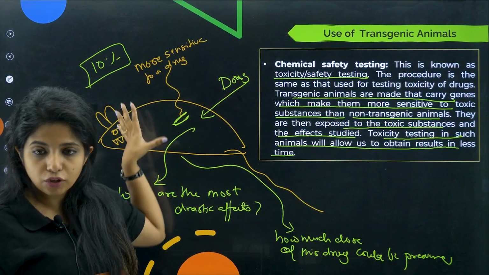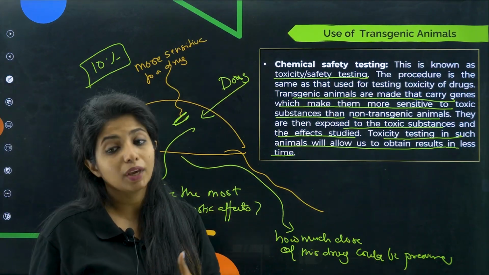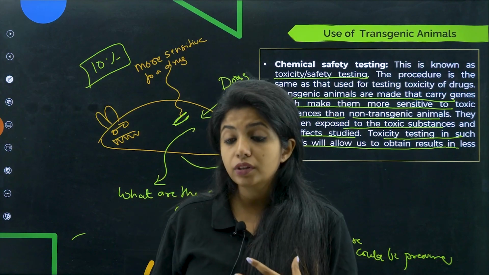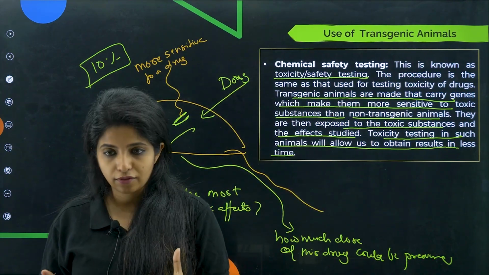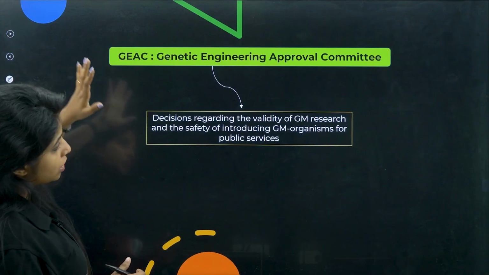Now chemical safety testing, I told you about this thing where you are introducing a gene which makes them more sensitive to any sort of drug such that the organism will definitely show its effect off. Okay, works. So that is the use of transgenic animals.